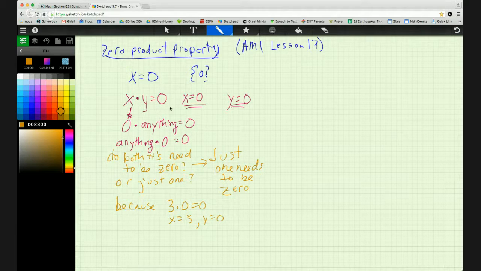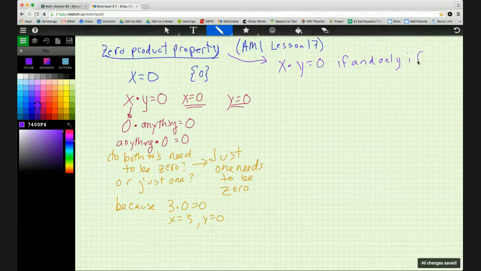So let's keep going. Now we can talk about what the zero product property really says. The zero product property says two things multiplied together equals 0 if and only if x equals 0 or y equals 0. And that is our zero product property.